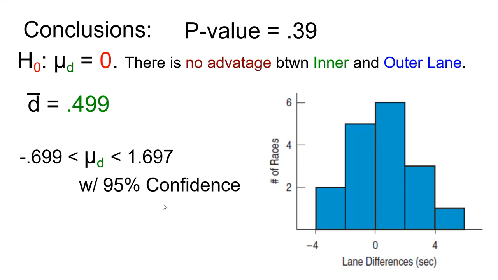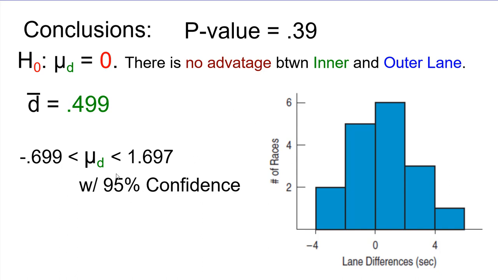So our conclusion is that we did not have enough evidence to reject the null hypothesis, so we cannot claim there is an advantage, so we're just going to stick with the default. So there is no advantage between inner or outer lanes based on our sample size. That's all we can say at this point.